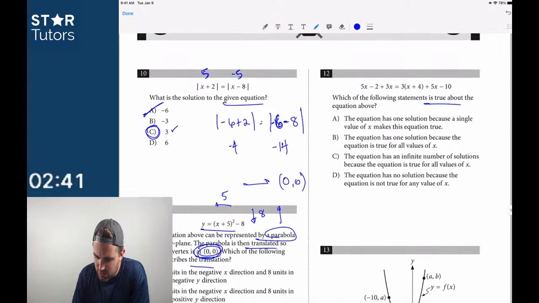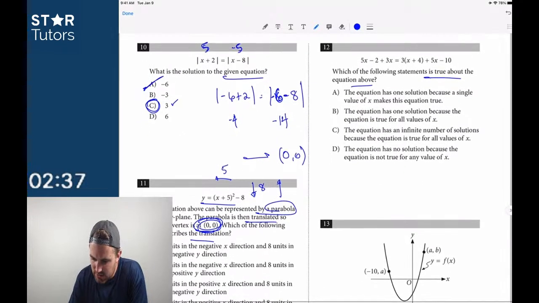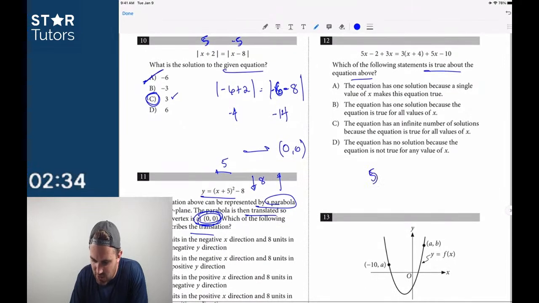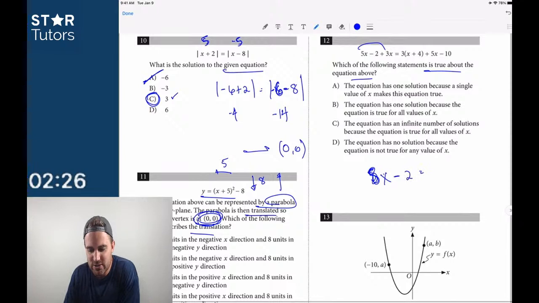So the following statement is true about the equation above: 5x minus 2 plus 3x. Let's see. Let's just do this out, right? If they give you these, just combine like terms. For whatever reason, the SAT loves combining like terms. It's 8x minus 2. And I'm going to imagine that these are going to be the same equations, right? Equals 3x plus 12 plus 5x minus 10, equals 3x, equals 8x, right?